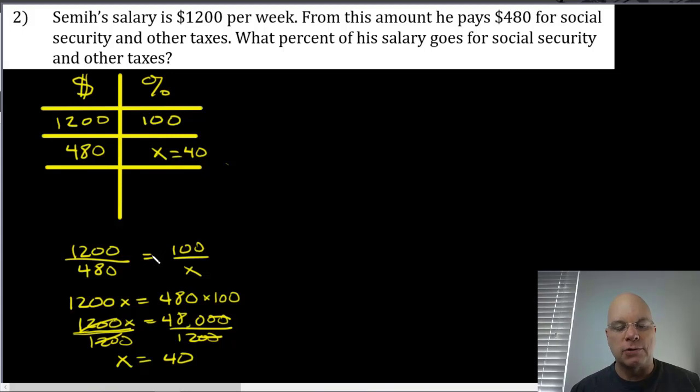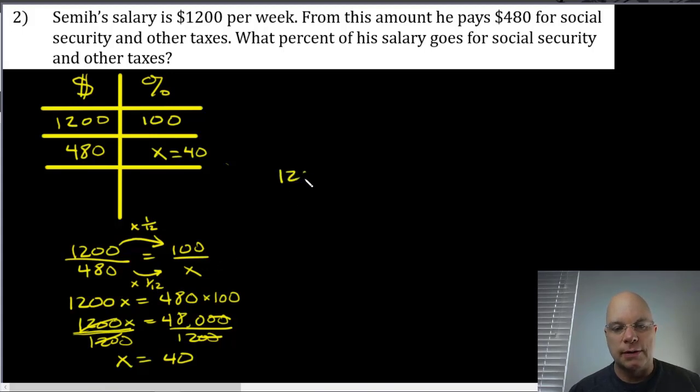Now I want to point out some things we could have done to make this a lot easier. First of all, I could have just noticed that there's a scale factor here. Going from here to here is dividing by 12 or multiplying by a 12th. And so I could have applied that scale factor and multiplied 480 by 1/12. And 480 divided by 12 is 40. So I could get x equals 40 that way.